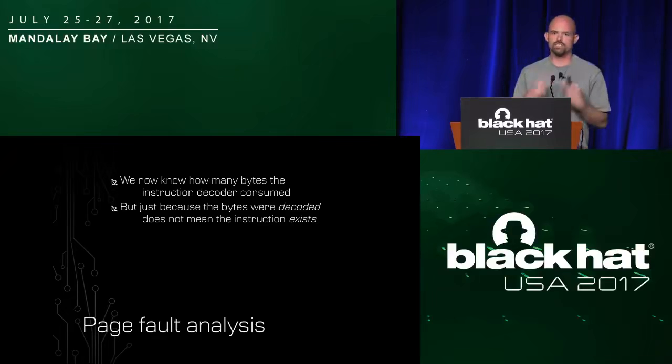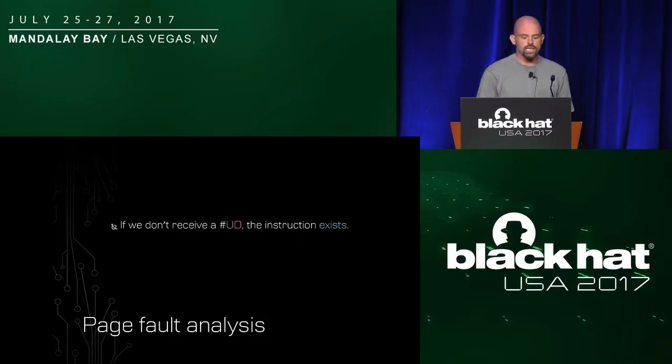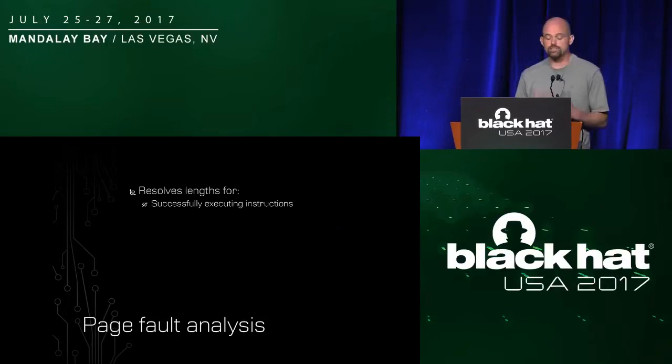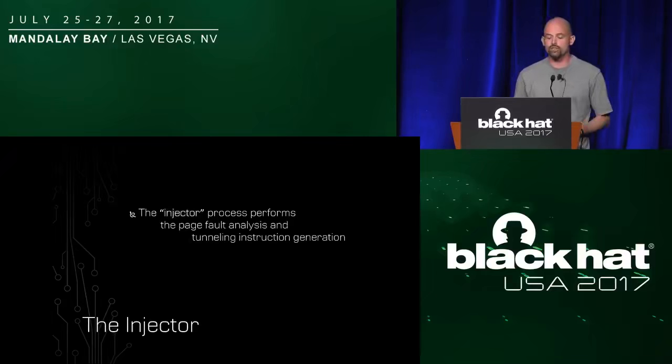So how do we figure out if an instruction actually exists in the architecture? Well, if the instruction does not exist, the processor is going to generate an undefined opcode exception after the instruction decode phase. So if we don't receive that UD exception, that means that this instruction exists. The neat thing about this approach is it gives us a way to find the lengths of successfully executing instructions, faulting instructions, even privileged instructions. So even sitting in ring 3 on the processor, I can find out whether certain instructions exist in ring 0 or ring -1 or ring -2 using this approach.